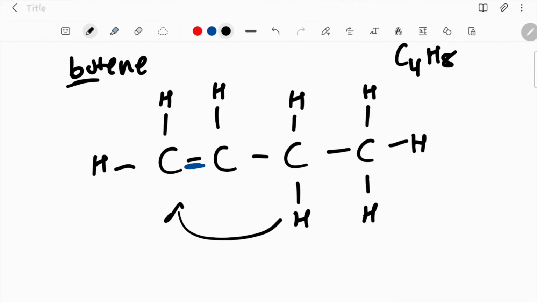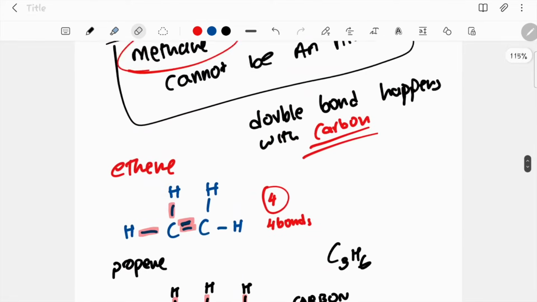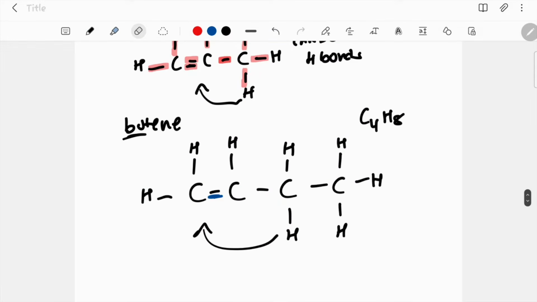We cannot put this hydrogen here. It will be incorrect. I'm going to keep reminding you that. So that is how you draw it. Now, let's look at naming.